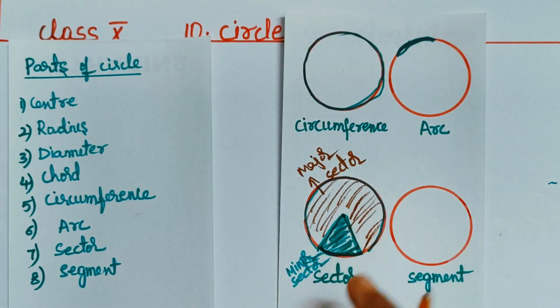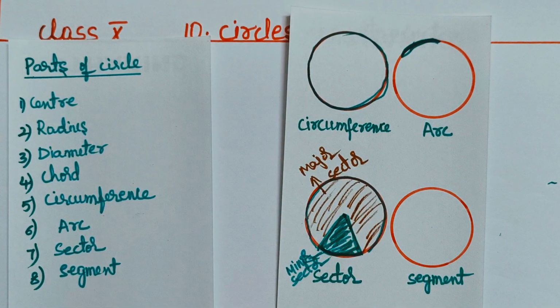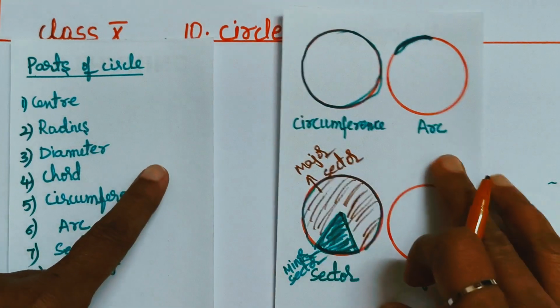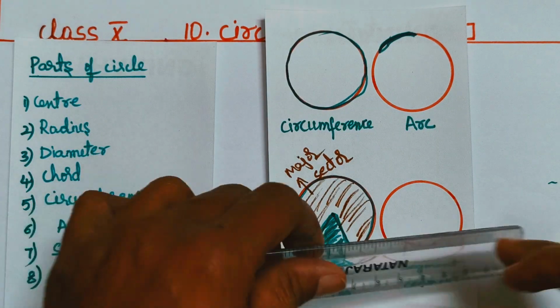Try to understand. This one is a minor sector. This outside border is a major sector. Next, we are going to learn segment. What is a segment? See here.